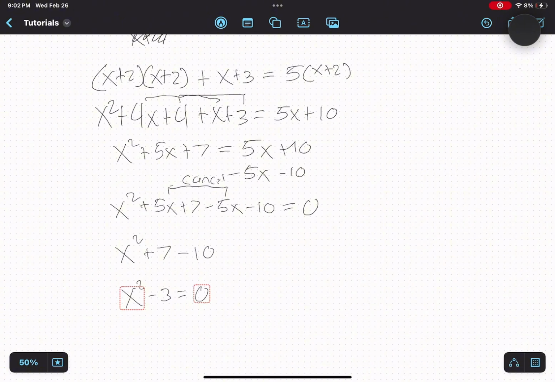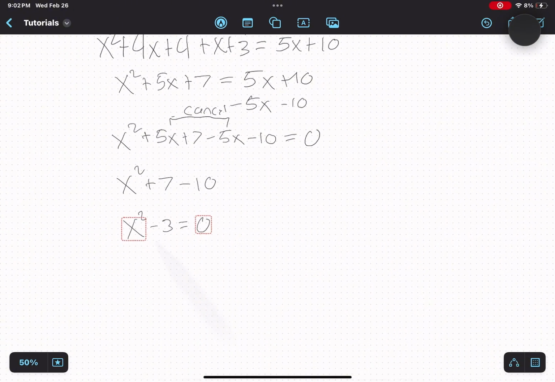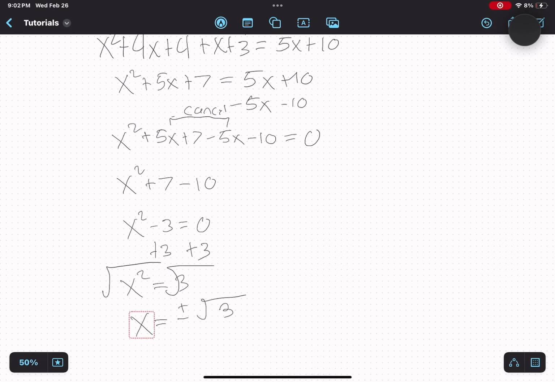Now we move our 3 over. We're going to plus 3 on both sides. So now we have x squared is equal to 3. But since our x is squared, what must we do now? We're going to square root it, so it gets rid of that square, but we have to square root both sides. So now x is going to be equal to the square root of 3, or x equals plus or minus square root 3.